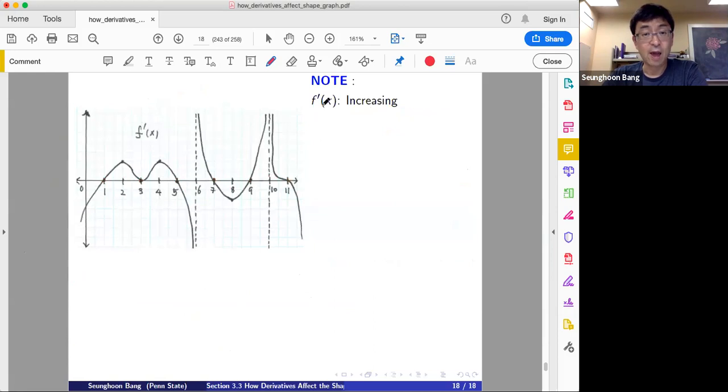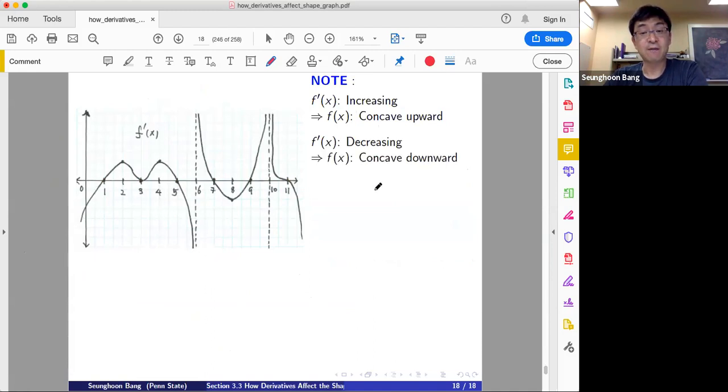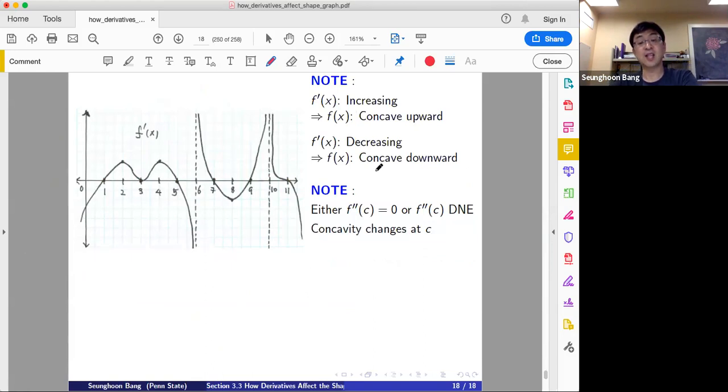Note, if f prime is increasing, f of x is concave upward. Could you check the previous slides? I explained these things. If f prime of x is increasing, automatically the graph of f is concave up. If f prime of x is decreasing, f is concave down. For an inflection point, the second derivative equals 0 or does not exist, concavity changes at c, and f is continuous at c. Those are the 3 conditions. Then c and f of c is an inflection point.